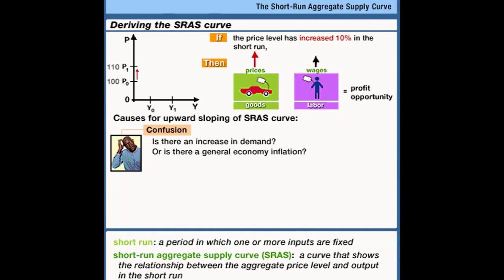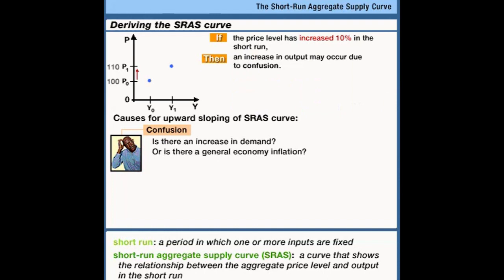What you're going to do then is you're probably going to hedge your bets, imagining that there's at least a possibility that your profit opportunities have improved. And you'll respond by increasing your output from Y0 to a higher level of output, Y1. So an increase in the general price level can lead businesses to increase their output because of confusion.